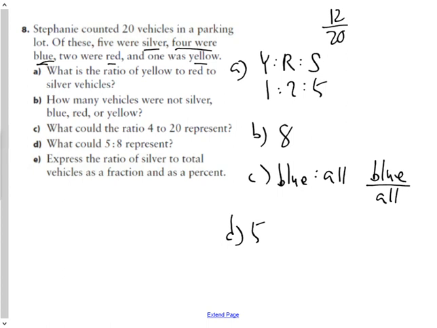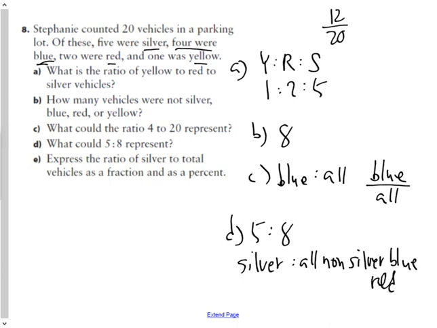Question D, what does 5 to 8 represent? The most appropriate one is probably silver cars to all non-silver, blue, red, and yellow cars, the rest of the colors, or I could say the rest of the non-silver, whatever you want to word it as. But the rest of the colors are the 8 other cars that aren't mentioned in the preamble.